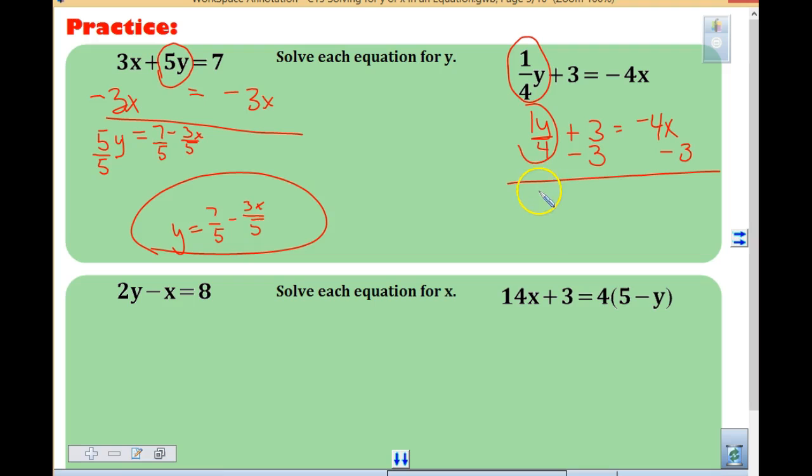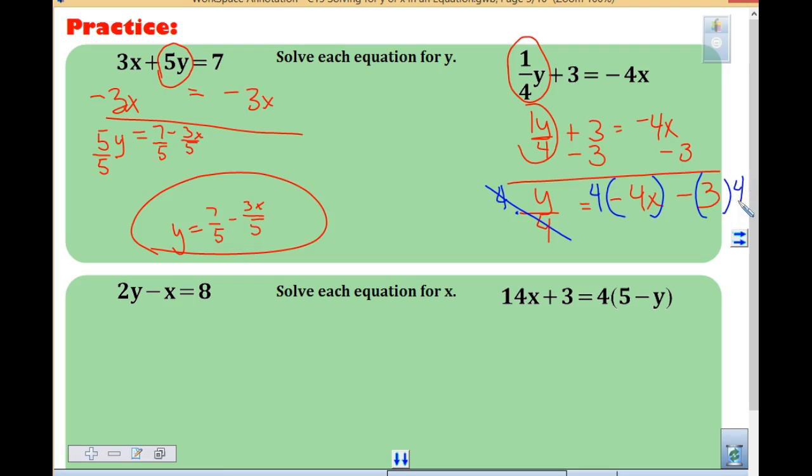And so this is what I saw on people's paper. I saw y divided by 4, some of you like to put the 1 in there, equals, and you wrote down negative 4x minus 3. This is y divided by 4. So the opposite of dividing by 4 is to take everything and do what operation? Multiply by 4. I have to take this times 4. That's how they cancel. I have to take this one times 4, and I have to take this times 4.